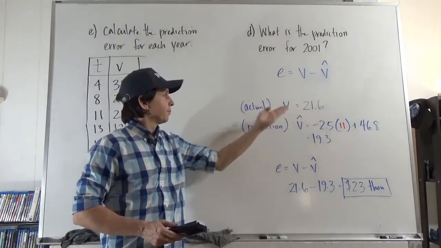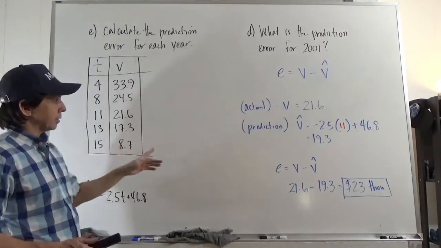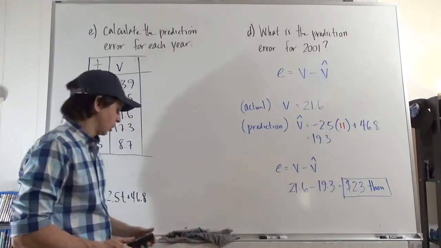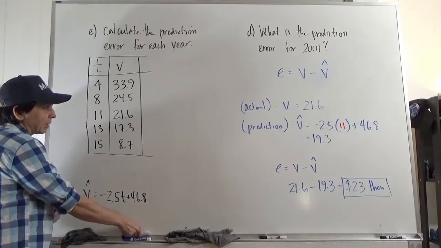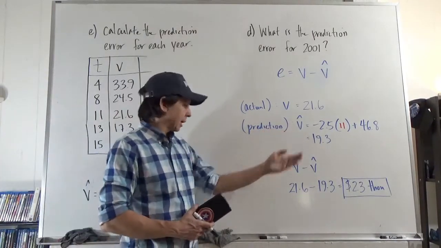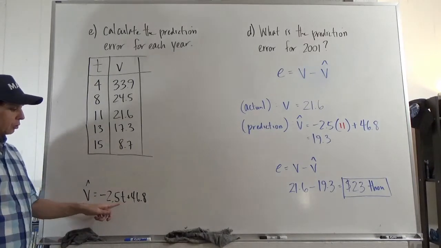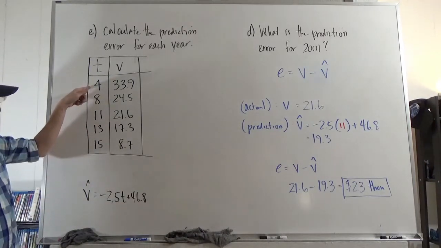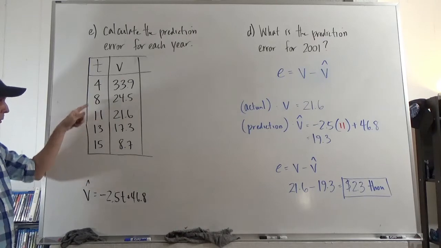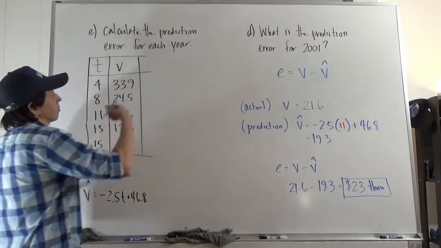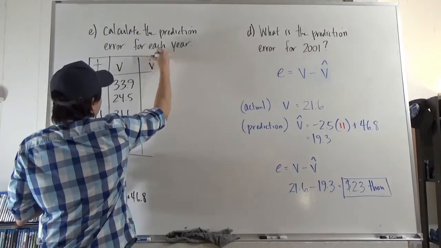We took our V, which I have there. To get the E, we needed a V hat, and then we subtract. That's going to be our E. So I need to figure out the V hat. The V hat is different for every single year. V hat is equal to 2.5 times T plus 46.8. So the V hat for 1994 will be different from 1998. So we'll be taking these T's and plugging them in there. So I definitely want to call for V hat.